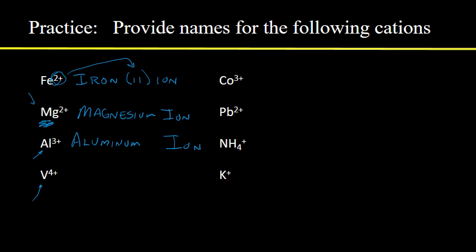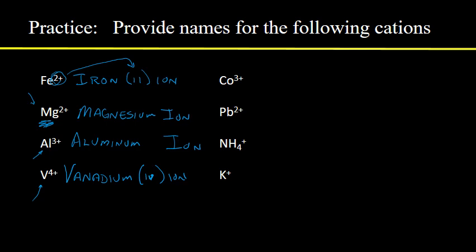Our next one is vanadium with a charge of +4. Vanadium is a transition metal, which suggests that it probably has multiple common oxidation states. I'm using the term oxidation state and charge interchangeably. They're basically synonyms of one another. So if it has multiple possible charges, then we need to include the charge in Roman numerals. So we call that a vanadium 4 ion.